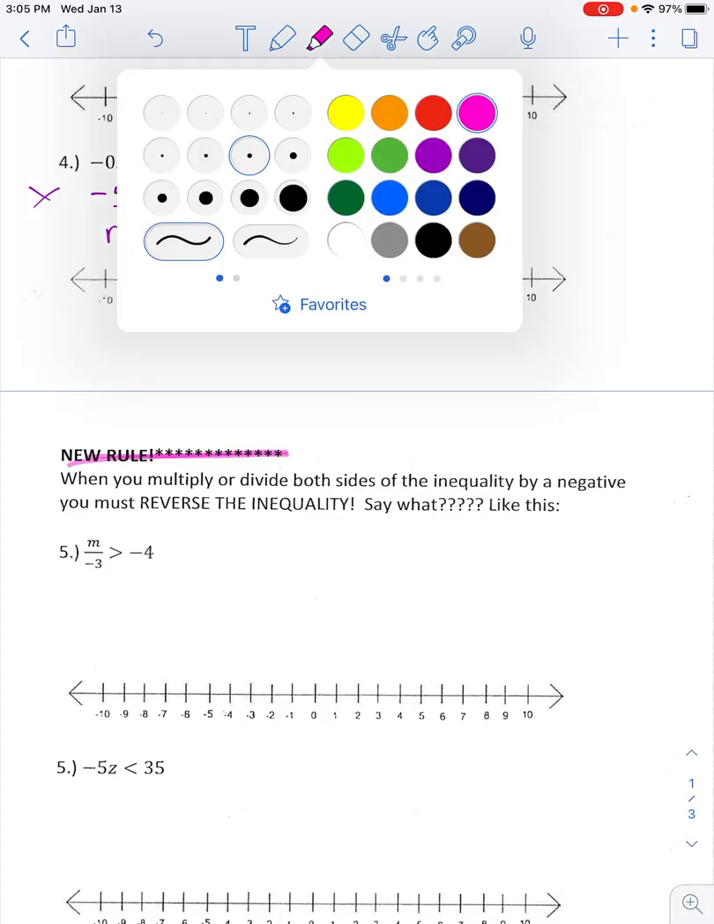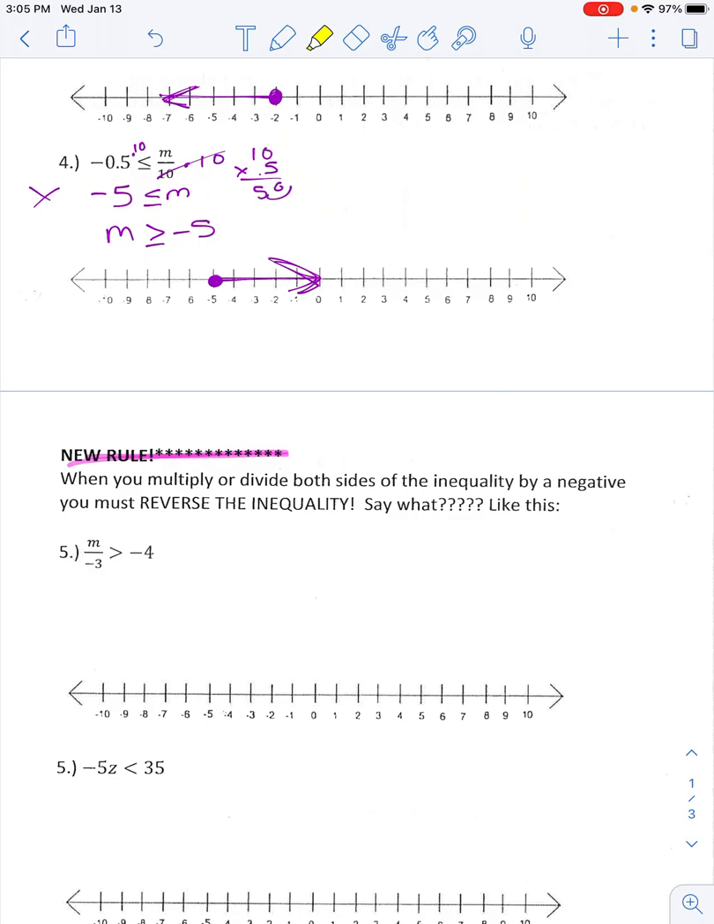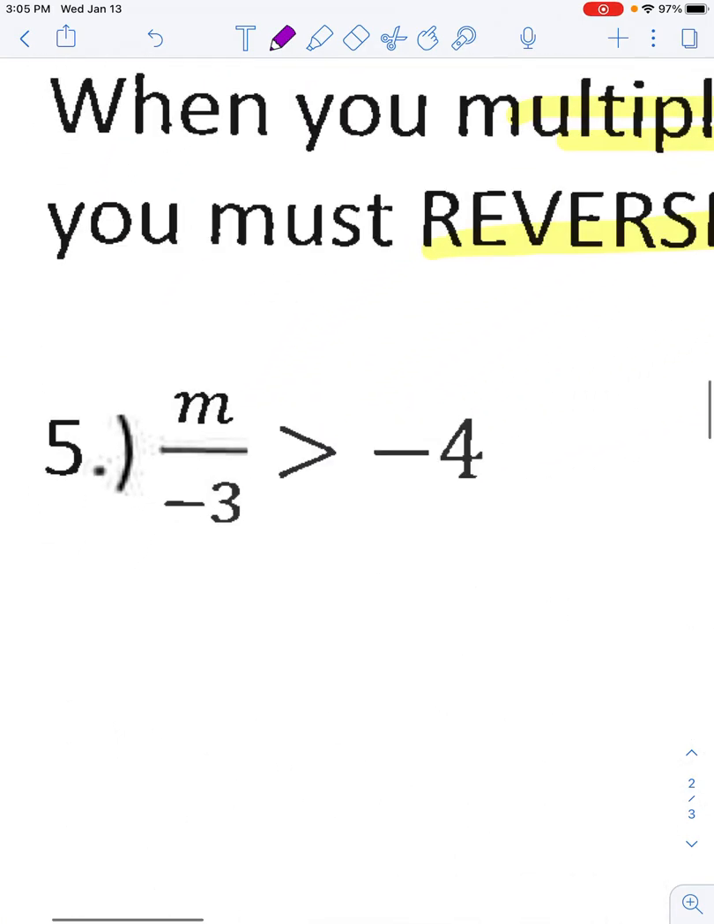This next part, please pay close attention to. We have a new rule, okay? Here's the new rule. When you multiply or divide both sides of an inequality by a negative, okay, we're not talking about adding or subtracting. We are talking about multiplying and dividing only. When you multiply or divide by a negative, it reverses the inequality.